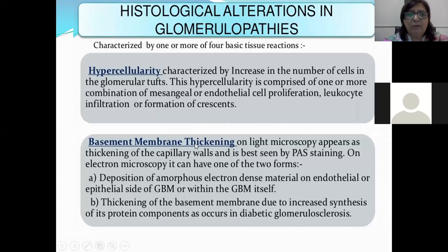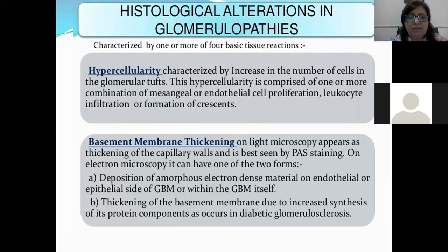Next is the basement membrane. I told you the basement membrane comprises lamina rara interna, externa, and a middle layer, the lamina densa. On light microscopic appearance, there is going to be thickening of the capillary walls, and this is best appreciated by periodic acid-Schiff stain, which is the PAS stain, which will stain them magenta pink in color. On electron microscopy, it can be one of two forms. Either there is deposition of amorphous electron-dense material on the endothelial side of the glomerular basement membrane or within the glomerular basement membrane itself.